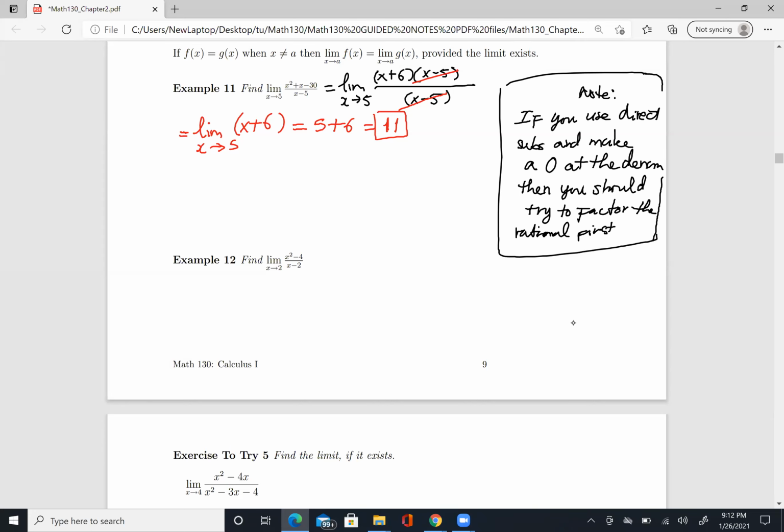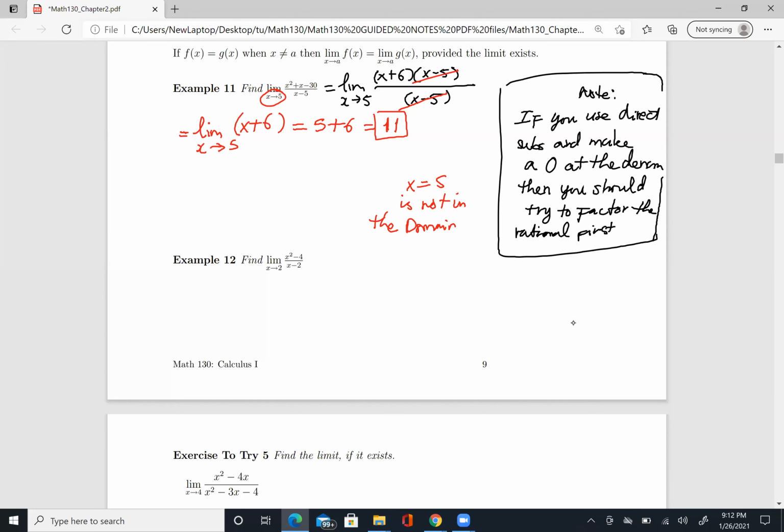Also note that x equal to 5 is not in the domain, so you cannot use direct substitution, right?